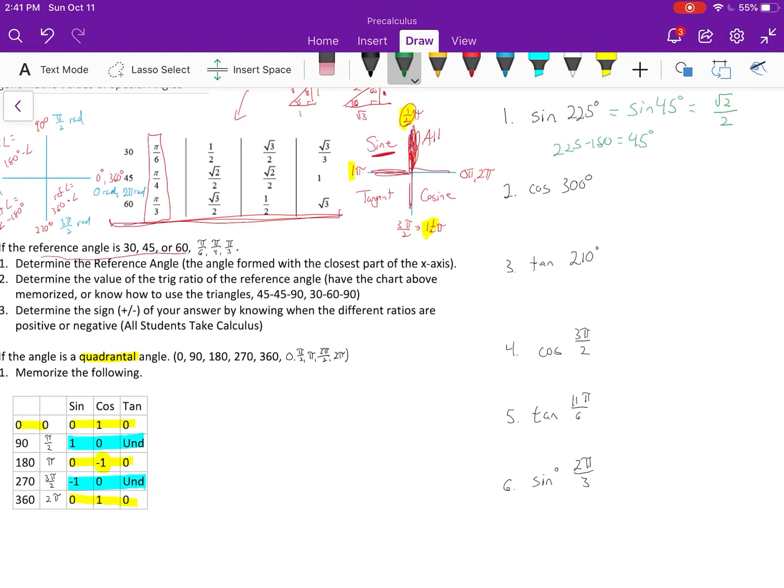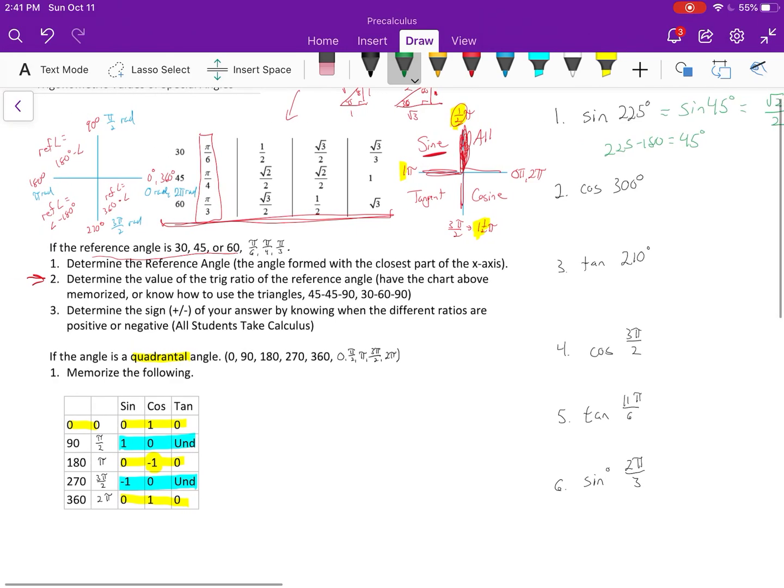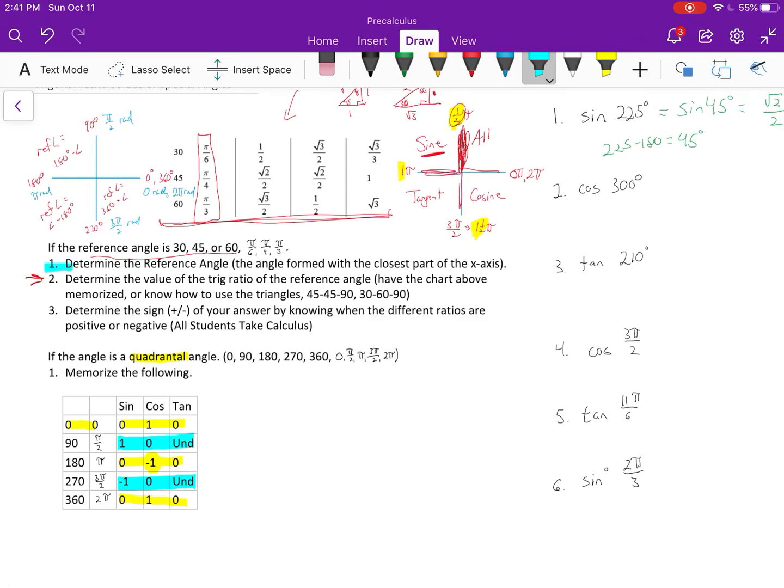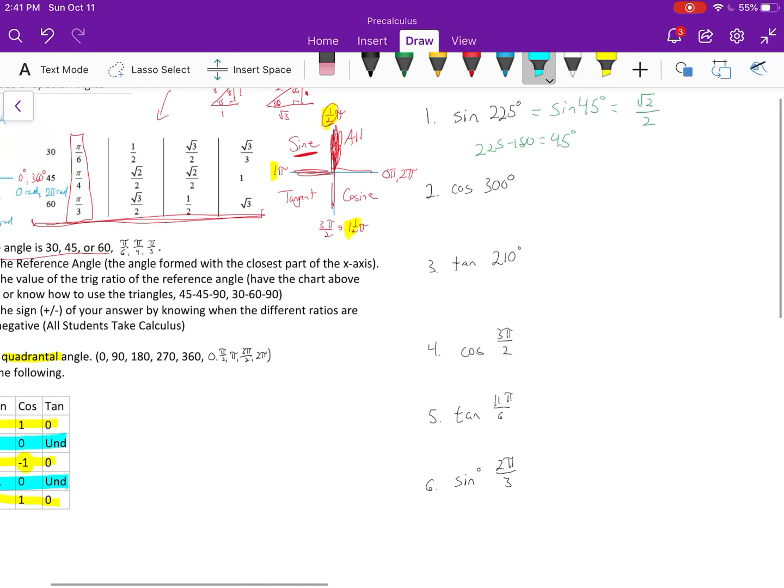And then the last thing we think is the quadrant. I'm sorry, I should have mentioned, I'm going through these 3 steps here. 1, we determine the reference angle. 2, we found the measure, root 2 over 2. And then number 3, we're going to determine the sign. It's in the third quadrant, and tangent's positive in the third quadrant, which means sine is negative. So our answer would be negative root 2 over 2.